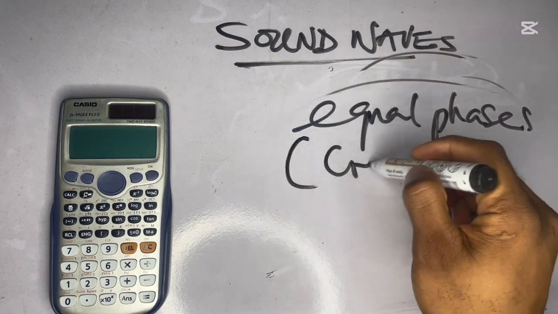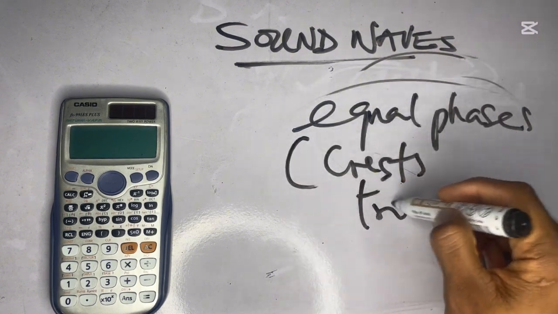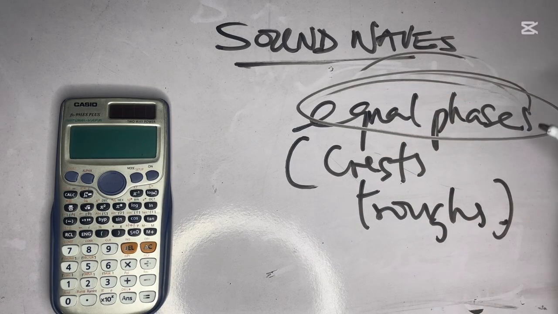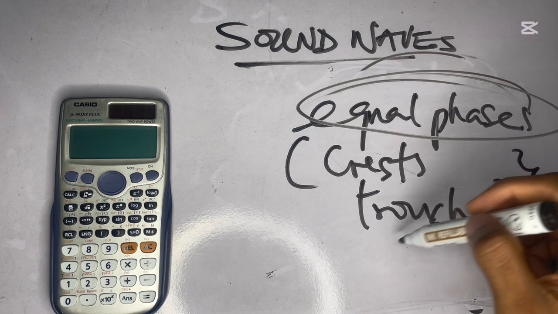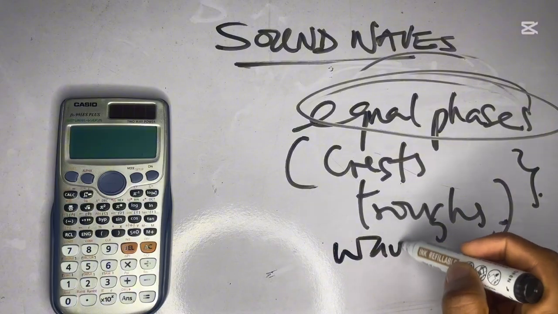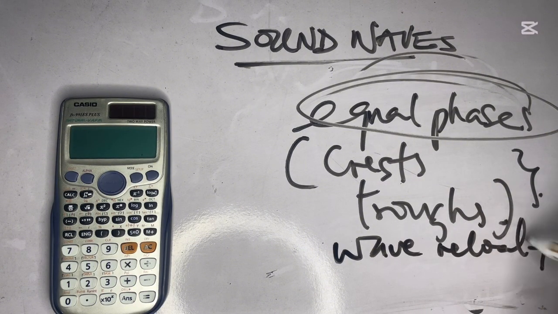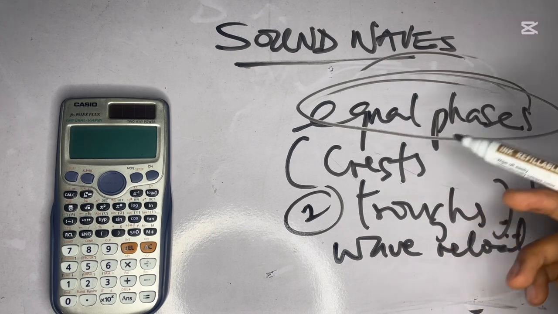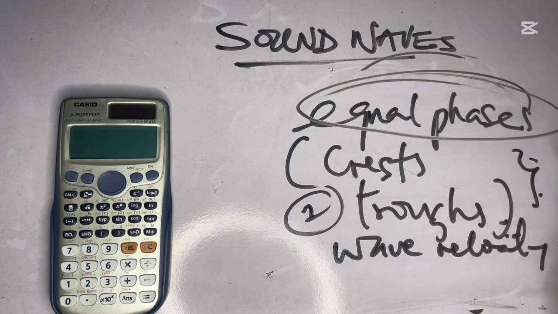These phases are called crests and troughs. When there is a movement of these equal phases through a given medium, it is called phase velocity, or wave velocity. So think of the two definitions I've given: either you define it the first way or you define it the second way.